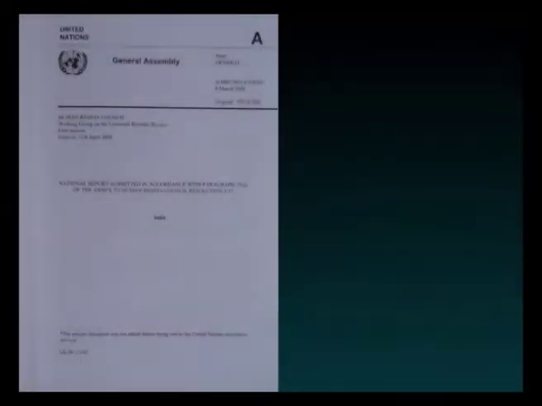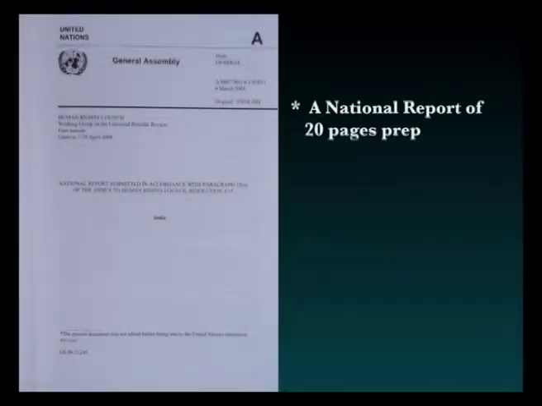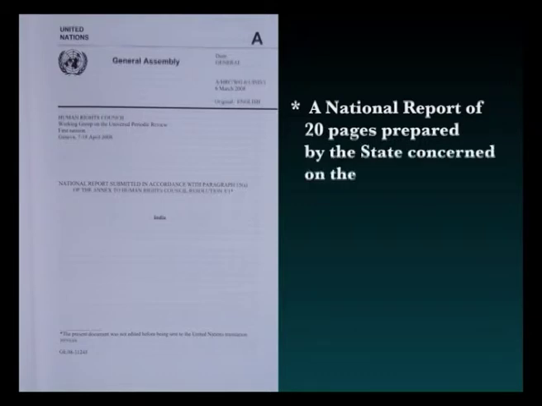The 3 main documents that are used for each review are usually available at the Office of the High Commissioner for Human Rights website 6 weeks before the start of the UPR working group. The 3 documents are as follows. 1, the National Report, which is a 20-page report prepared by the state concerned on the human rights situation in the country.